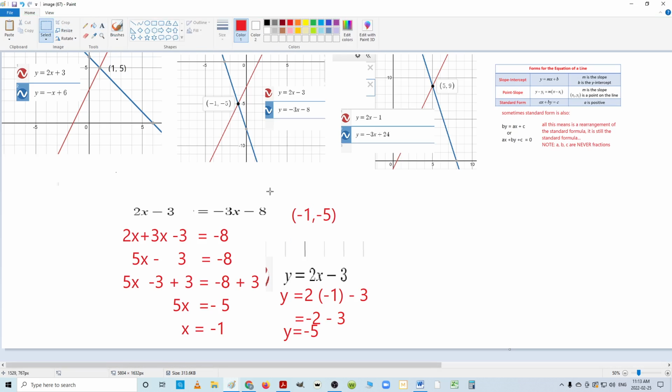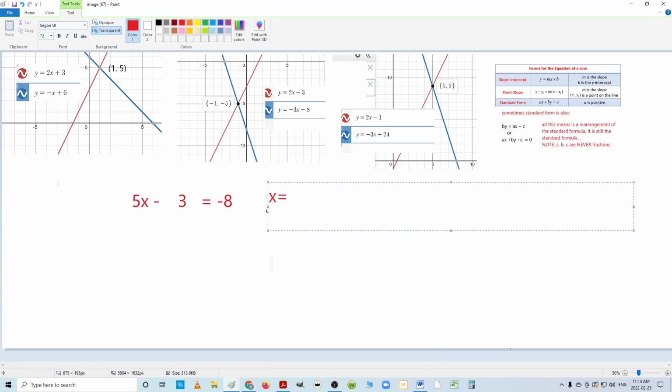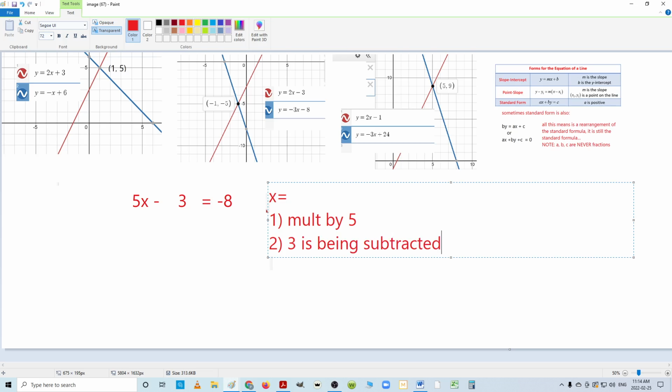Now I'm going to backtrack for those who aren't good at algebra. How do I solve this situation right here? Tell the story of x. We're trying to get x all alone as x equals something. So in BEDMAS order, what is happening to x? Well, in BEDMAS order, it's being multiplied by 5. Nothing else in multiplication or division, so we go on. 3 is being subtracted from it. So now I have to tell the story and reverse those orders.